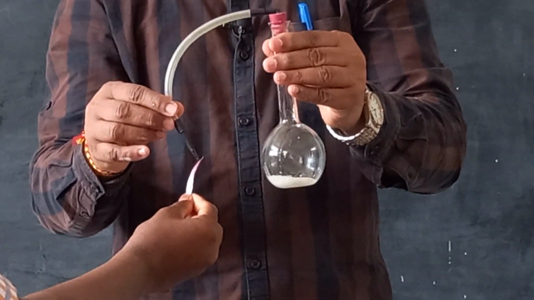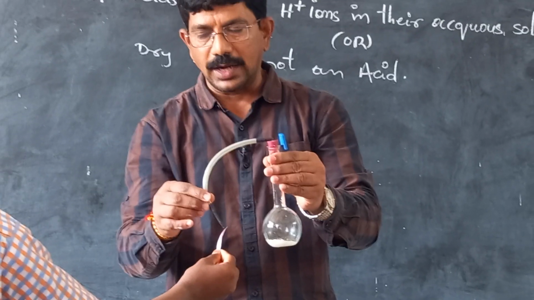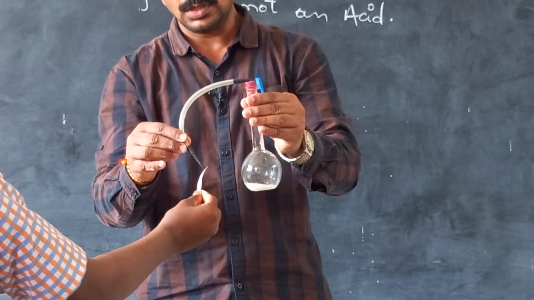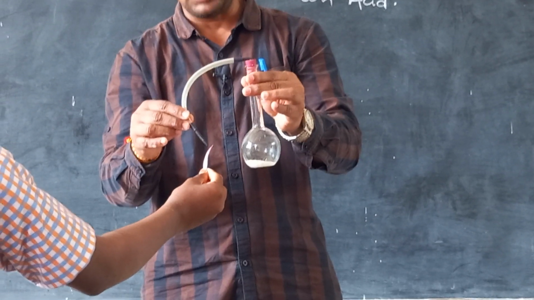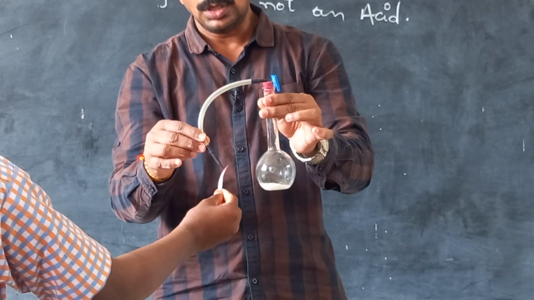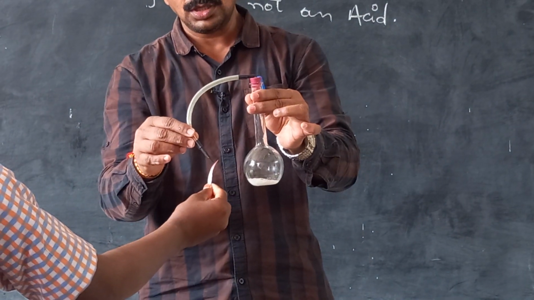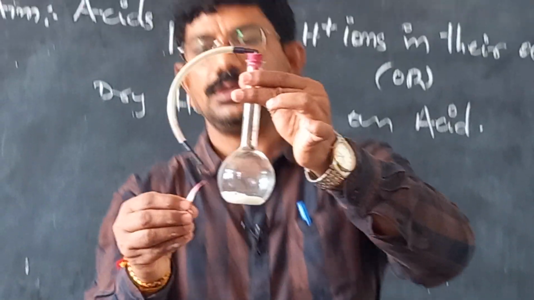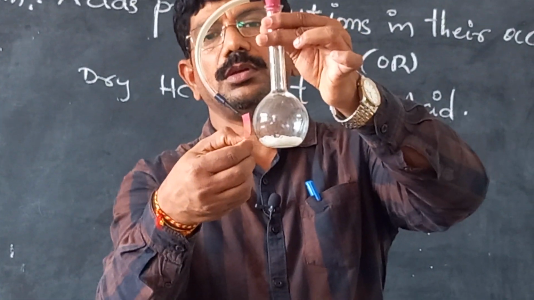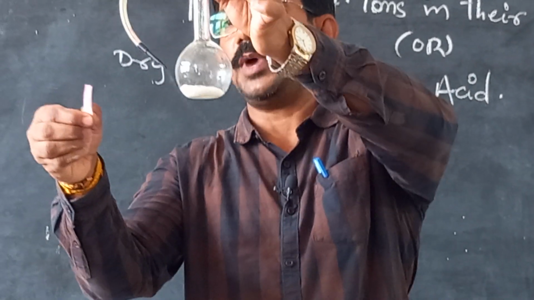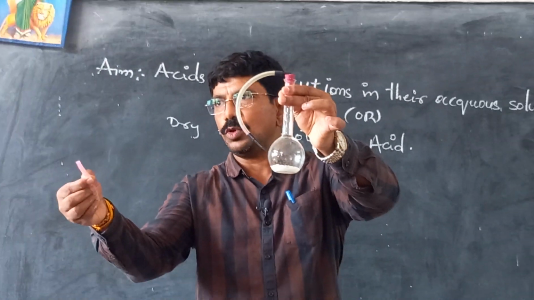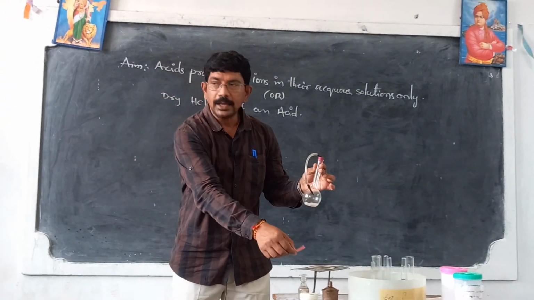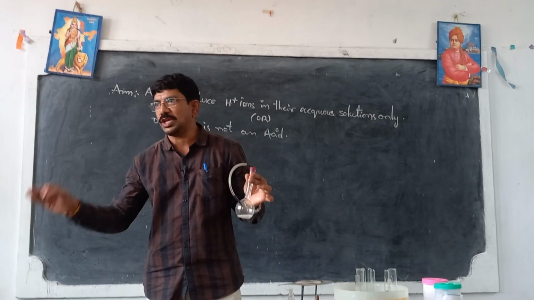Now I have taken the blue litmus paper and dipped it in water. Observe this one. Do you find the gradual change in the blue litmus paper? What happened to the blue litmus paper? The blue litmus paper turns to red. Okay, in the beginning the blue litmus paper, there is no change in its color.